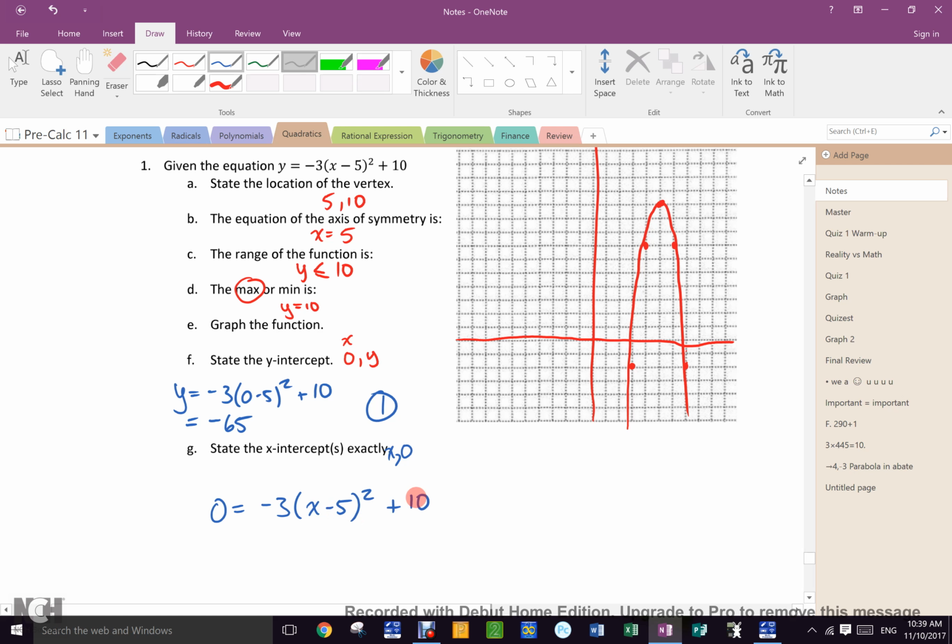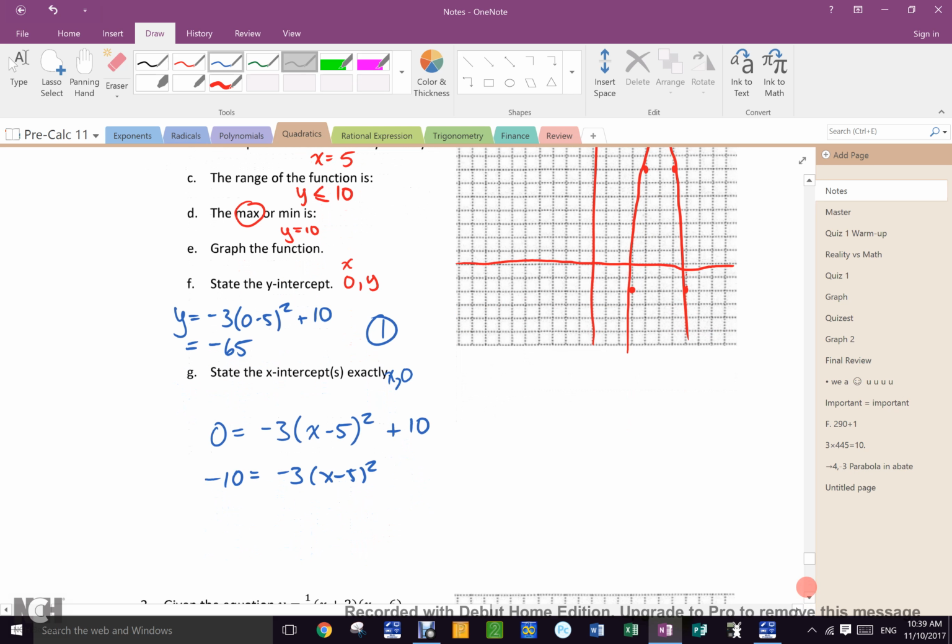Couple of things I could do here. Could I expand this, distribute the 3, get it into standard form, and then use the quadratic formula? Would that have been allowed? Yes or no? Yes. Or I could do algebra from here. 10 comes over. -10 equals -3 times (x minus 5) squared. Now what?